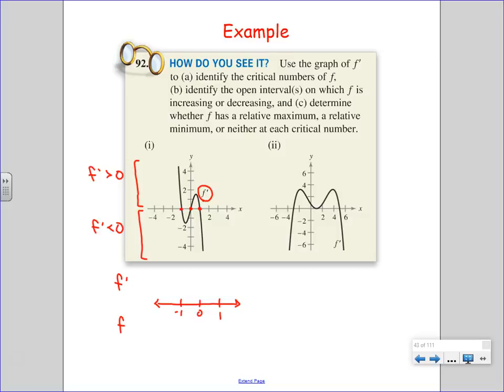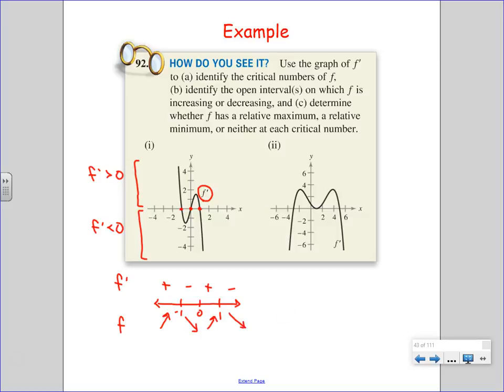What's the sign of the derivative from negative infinity to negative 1? Where is he? Above. So he's positive. What's the sign of the derivative in between? Negative, because he's below the axis. What's the sign in between 0 and 1? Positive. And what's the sign after 1 to infinity? Negative. So what's going on with F, even though we can't see him?